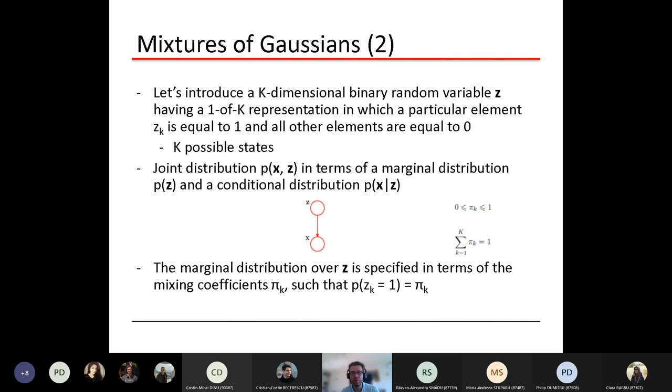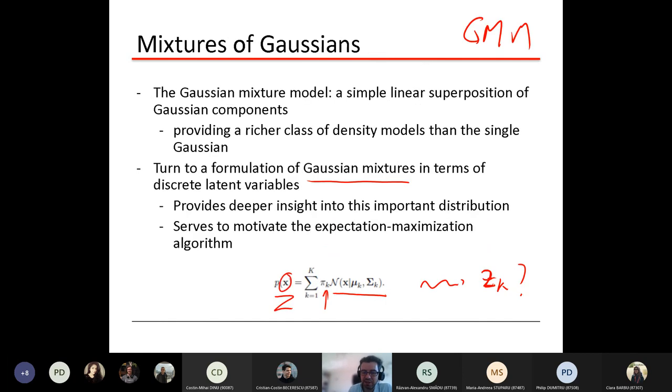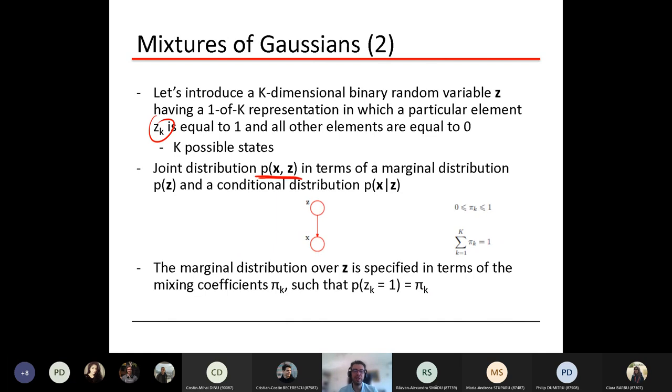We're going to use a one-hot encoding for z. So z is a multinomial distribution, one-hot encoded: for zk, only one value is equal to one and all the other ones are equal to zero. Now we're going to work with the joint distribution, P of X and Z. X is the observed, the mixture of Gaussians, and Z is the latent multinomial variable that we have just introduced. Of course, we can express P of X and Z as P of X given Z multiplied with P of Z.